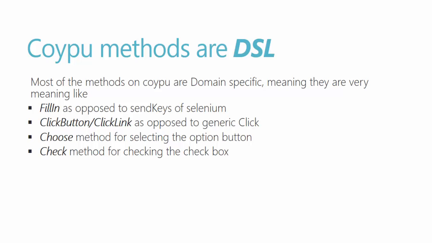Similarly, for clicking a button, a checkbox, or an option button, Selenium has only one generic method, which is click. Whereas in Coypu, there are different methods available for each and every control operation. For clicking a button, it's click button. For clicking a link, it is click link. For choosing an option button, it's choose. Similarly, for checking a checkbox, it is check. So this is how Coypu is so DSL in its method names, and that's what is called domain specific language.